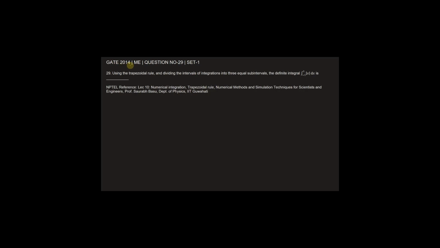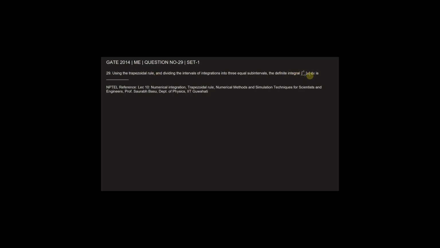This question is from GATE Mechanical Engineering of 2014. This is question number 29 of set 1. The question is, using the trapezoidal rule and dividing the intervals of integration into 3 equal subintervals, the definite integral from -1 to 1 of modulus of x dx is. So we need to find the approximate value of this integral using the trapezoidal rule.